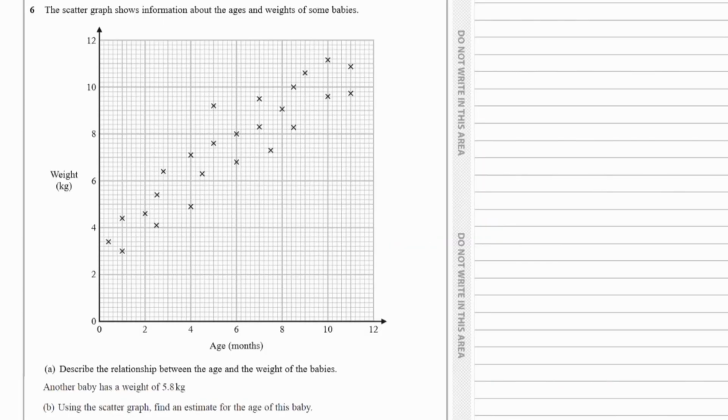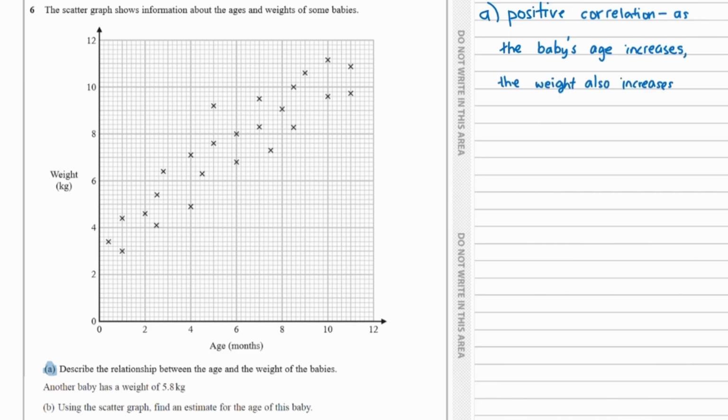Number 6. This scatter graph shows information about the ages and weights of some babies. Part A, describe the relationship between the ages and weight of the babies. So for part A, we can say that there is a positive correlation, which means that as the baby's age increases, the weights also increase. The next part says, another baby has a weight of 5.8 kg.